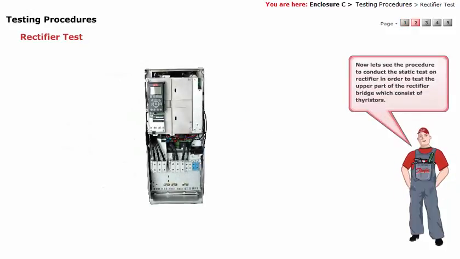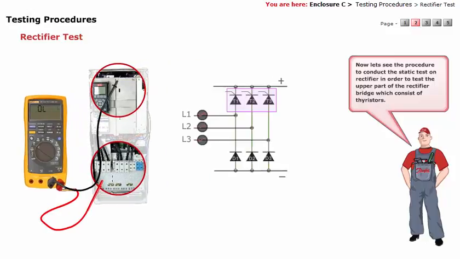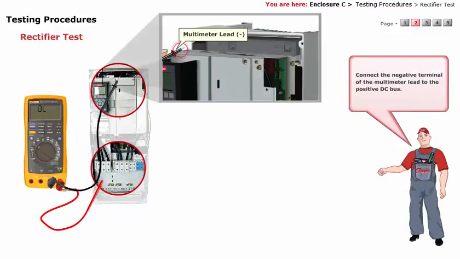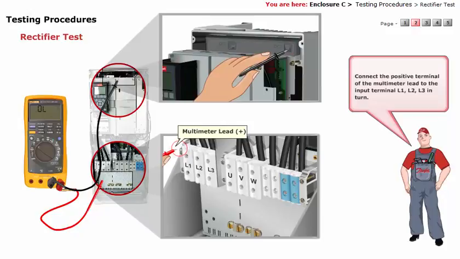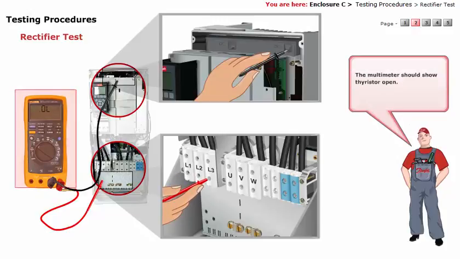Now, let's see the procedure to conduct the static test on rectifier in order to test the upper part of the rectifier bridge, which consists of thyristors. Connect the negative terminal of the multimeter lead to the positive DC bus. Connect the positive terminal of the multimeter lead to the input terminal, L1, L2, L3. In turn, the multimeter should show thyristor open.